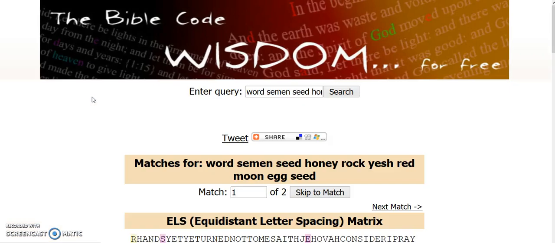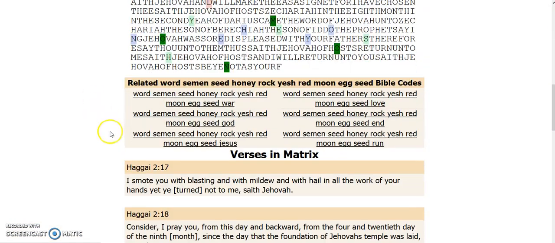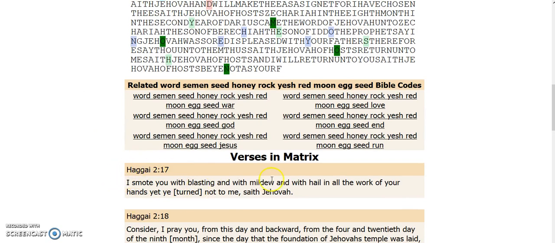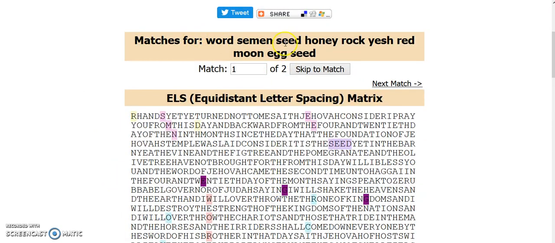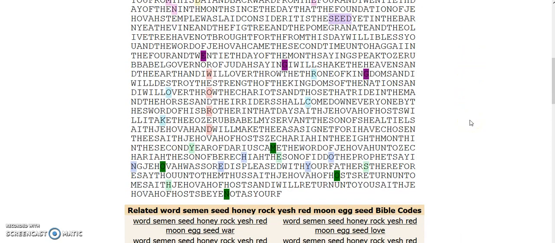Okay, and so the first match was coming up in Haggai 2:17, which looks like the year 2017. And again, this is a table that I had gone over before, but I just added the words red, moon, egg, and seed. And so you can see that the word moon came up over here in the green. It's going through the word Jehovah, so it's going through the word ova, which I believe the moon represents the ova. And it's also going through the word honey that's over here in the lavender, and it's also going through the word yesh, which is over here in the green.